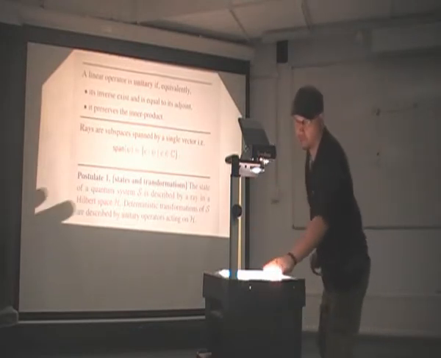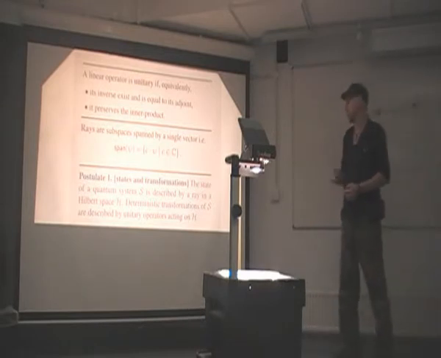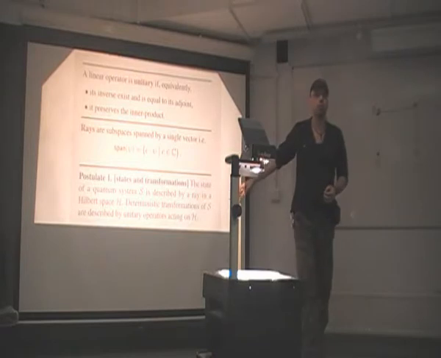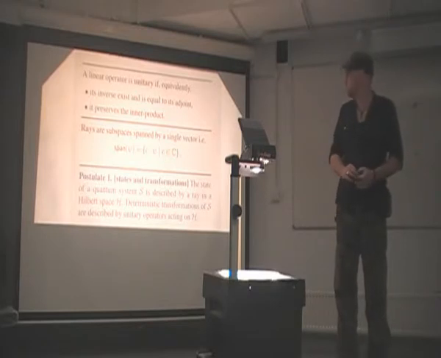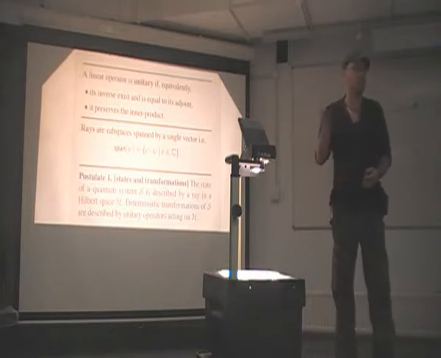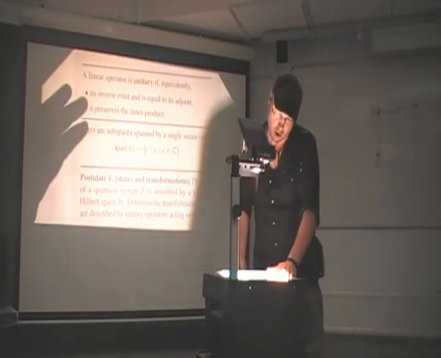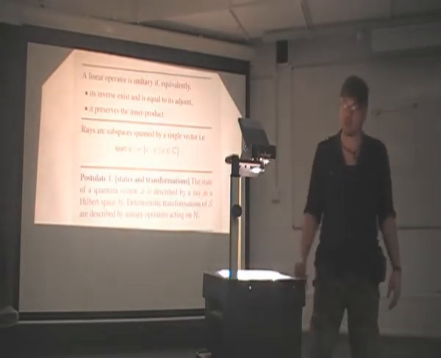So, with these concepts at hand, basically the state of a quantum system is described by a ray in a Hilbert space, and deterministic transformations are described by unitary operators. That's the first postulate of quantum mechanics. In the definition of ray, you assume the vector is non-zero, do you? Yes, sure. Zero isn't a state; typically you don't treat it as a state.